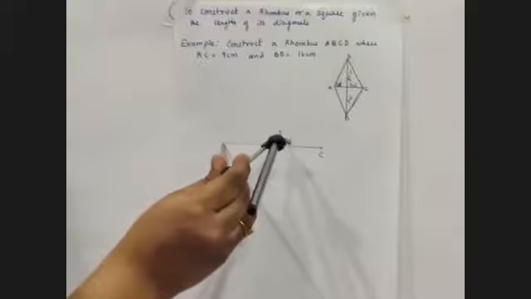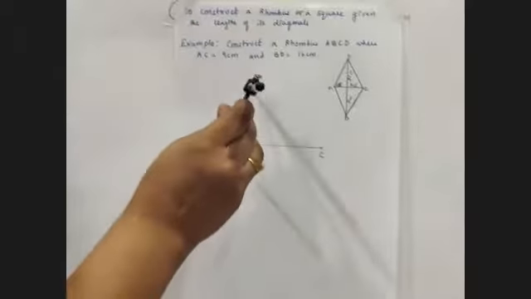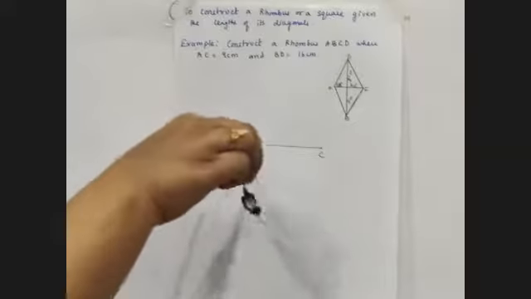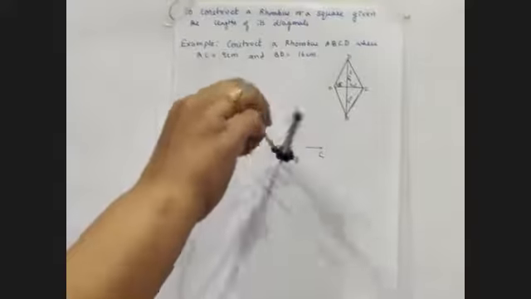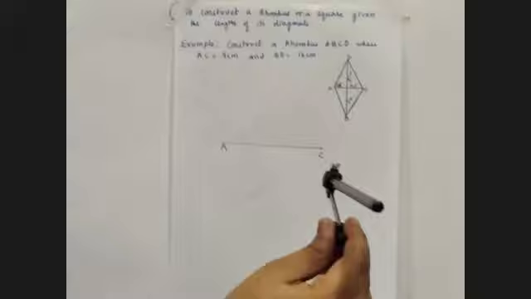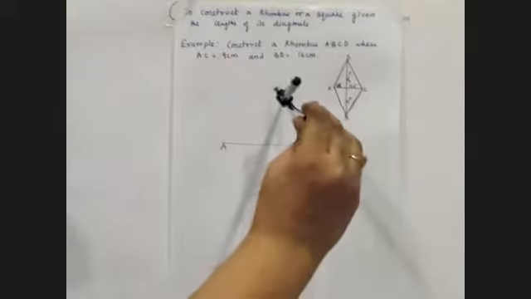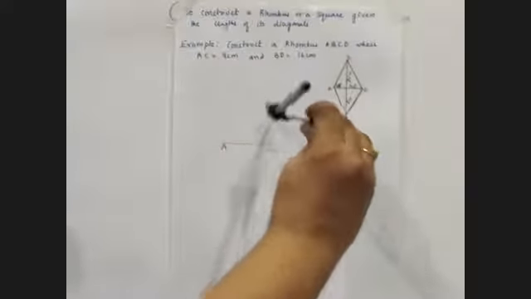So what we have to do, we have to cut the arcs. One arc above the line and one arc below the line. Similarly, with the same radius, you don't have to change it. Now again, we have to keep C as the center and we have to cut this arc.